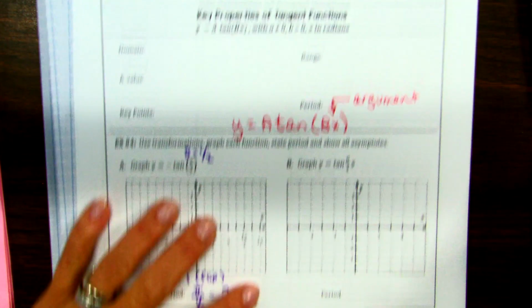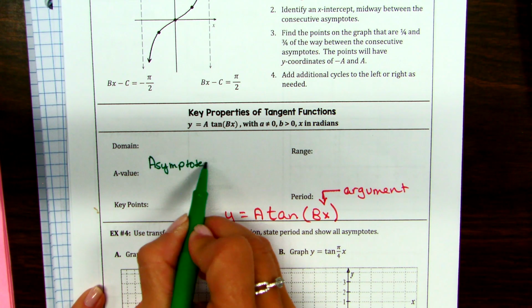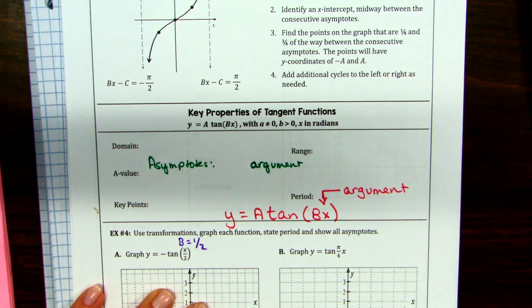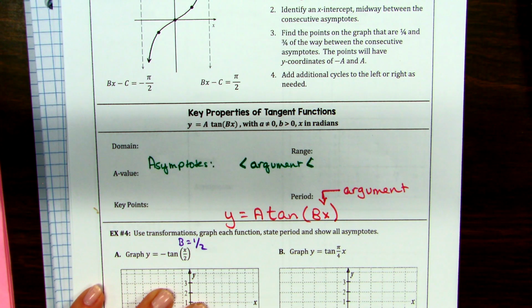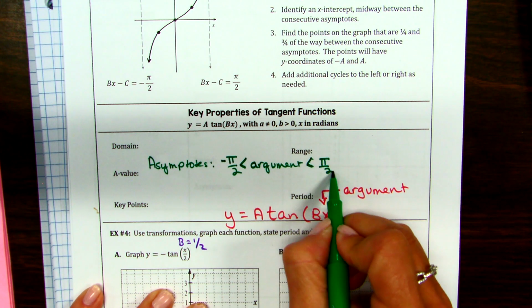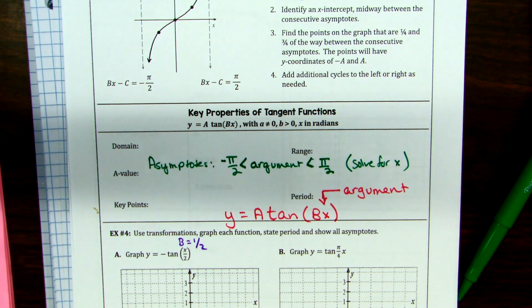Anytime you want to find your asymptotes, you're going to take your argument, so anything that's in the parentheses, and put it in between the parent function's asymptotes. And then solve for x. That will move your asymptotes, which moves your whole graph. So instead of actually maneuvering your points around the x-axis like we do for sine and cosine, you move your asymptotes. And so you'll see it's pretty simple.